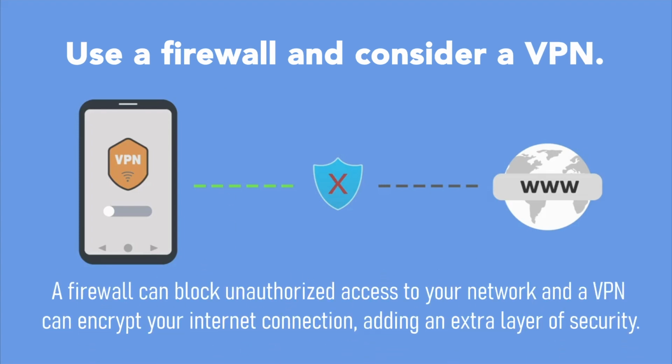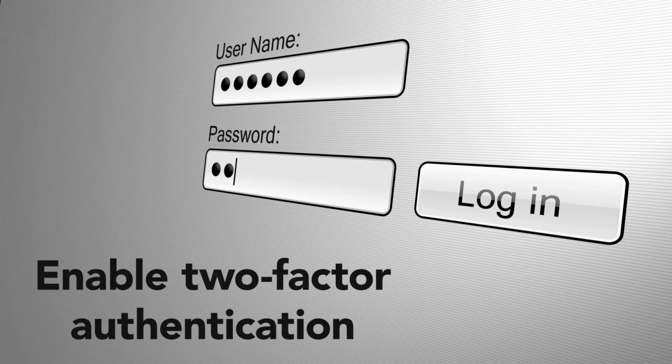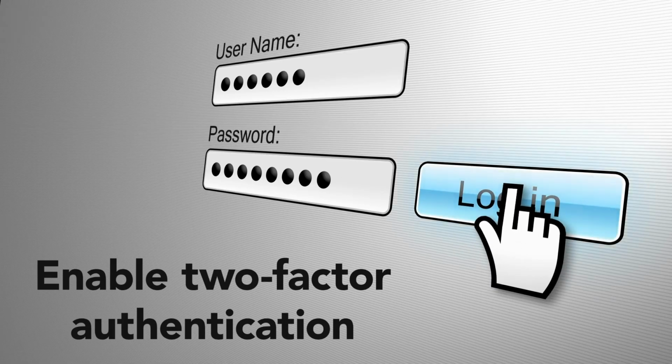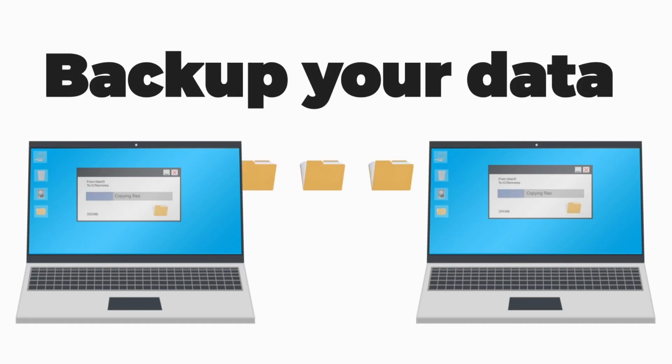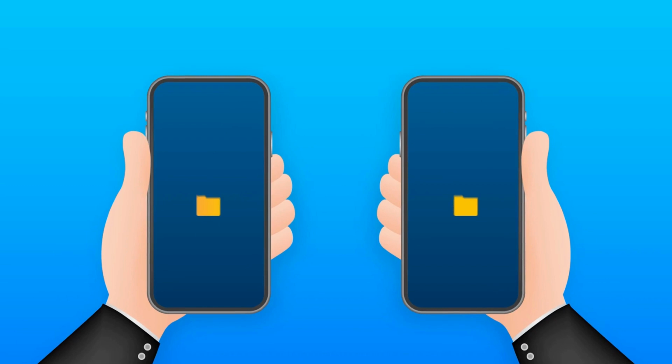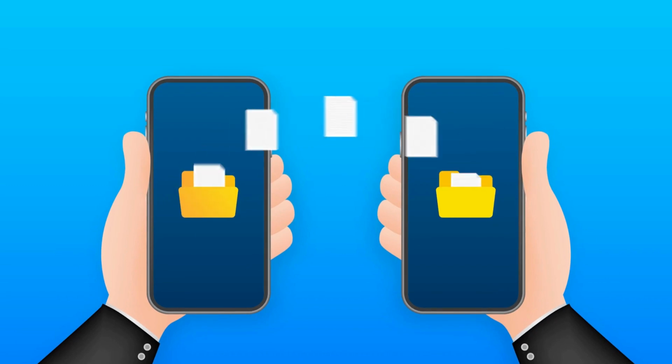A firewall can block unauthorized access to your network, and a VPN can encrypt your internet connection, adding an extra layer of security. Enable two-factor authentication or 2FA wherever possible. This simple step significantly increases the security of your accounts. And lastly, back up your data regularly. If something goes wrong, having a recent backup can get you back up and running in no time.